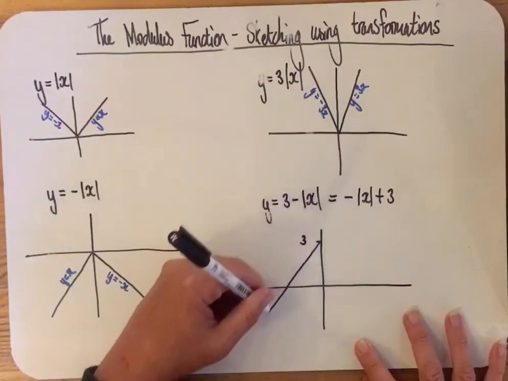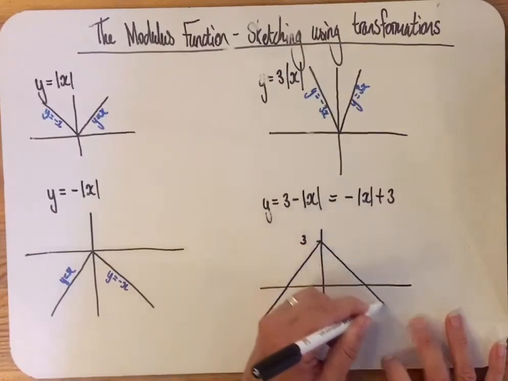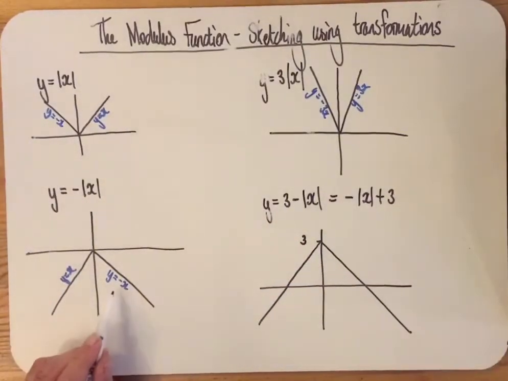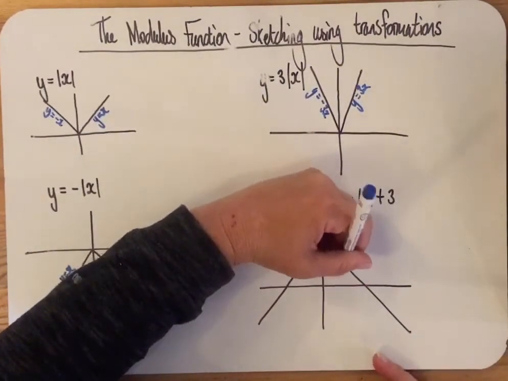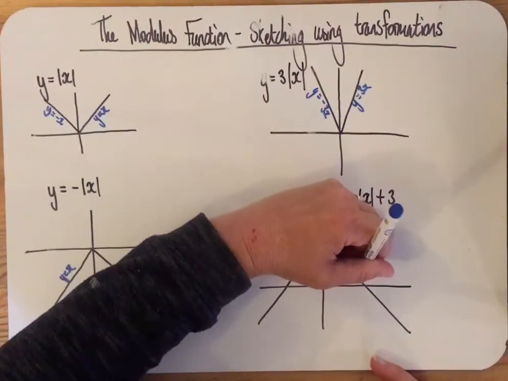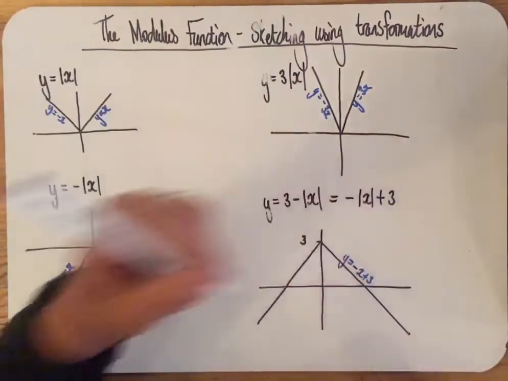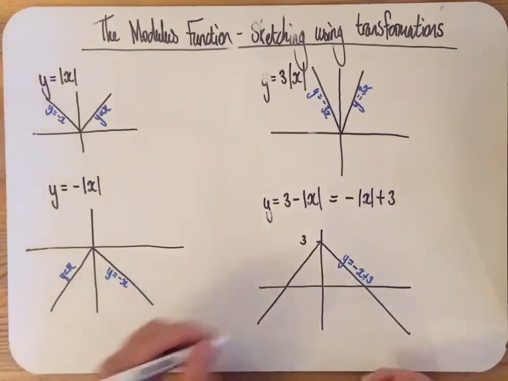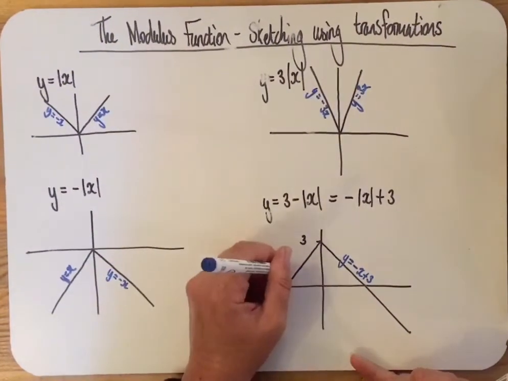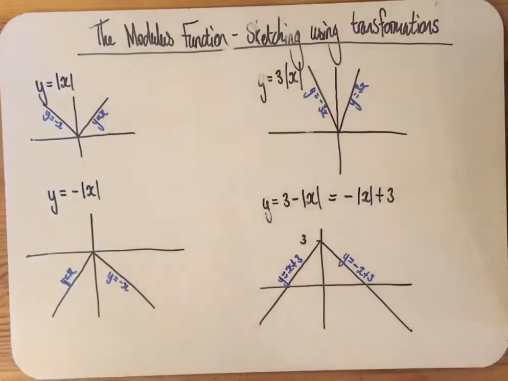You could work out the equations of the line segments. That one's y equals minus x, and then it gets moved up by 3. I will do one more example after this as well. So that's y equals minus x plus 3, and this one is y equals x plus 3. So you can build up your sketching. I'll just do one more.